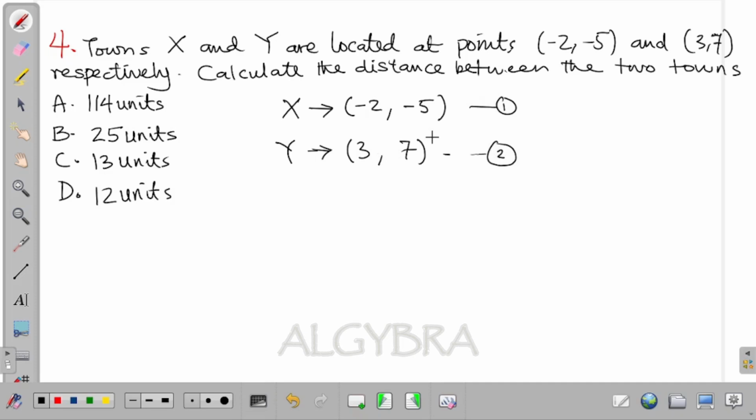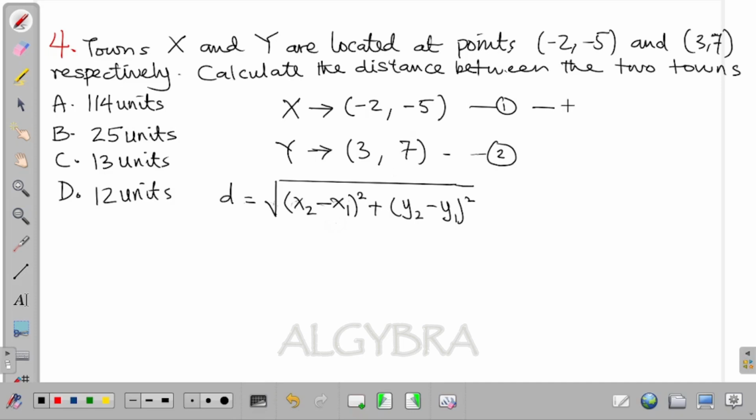Okay. Note that to calculate the distance between these two towns, it is given by the distance formula d, which is equal to the square root of x2 minus x1 all squared plus y2 minus y1 all squared. So x2 is the x-value of point 2, and x1 is the x-value of point 1. So in this case right now, we're going to have that.